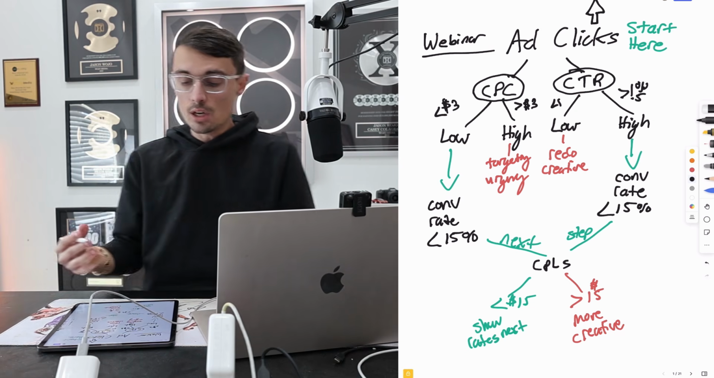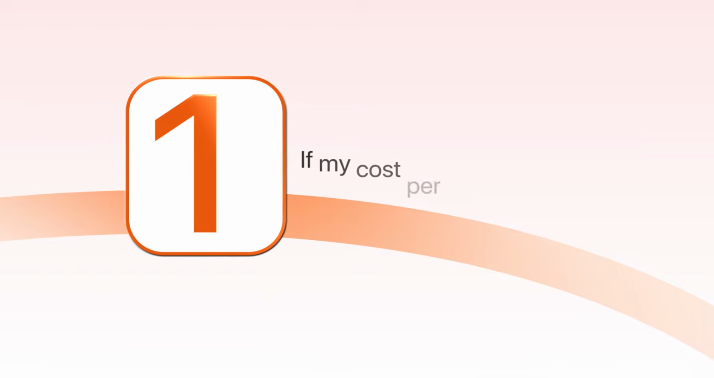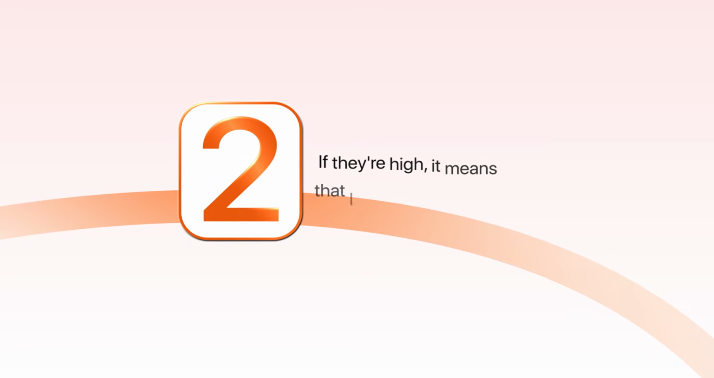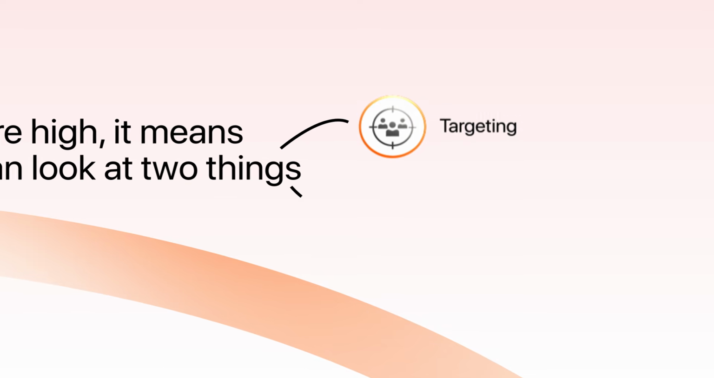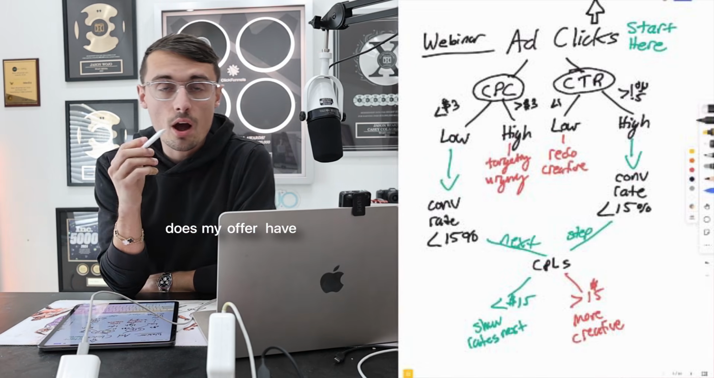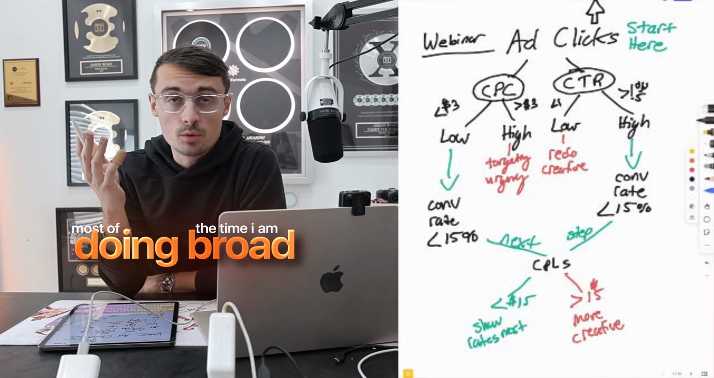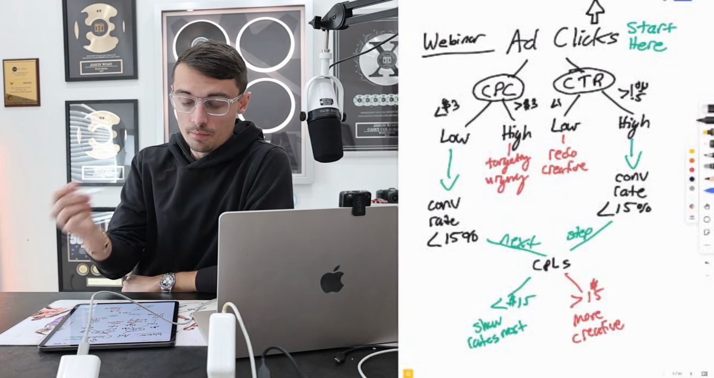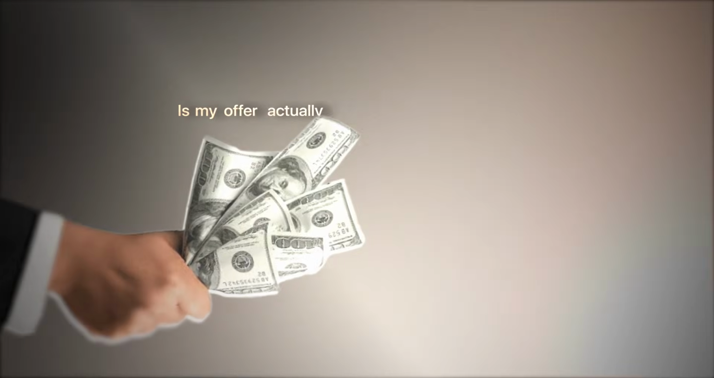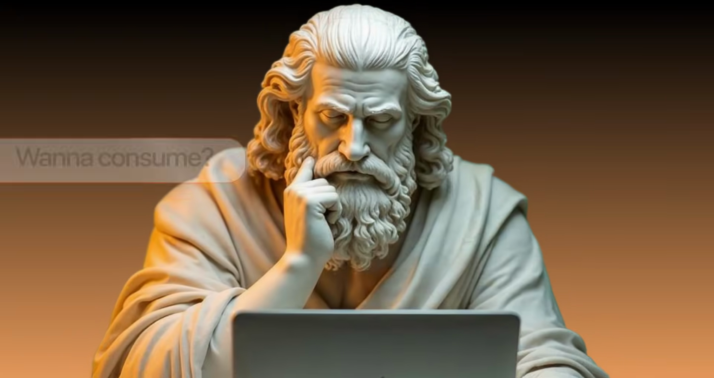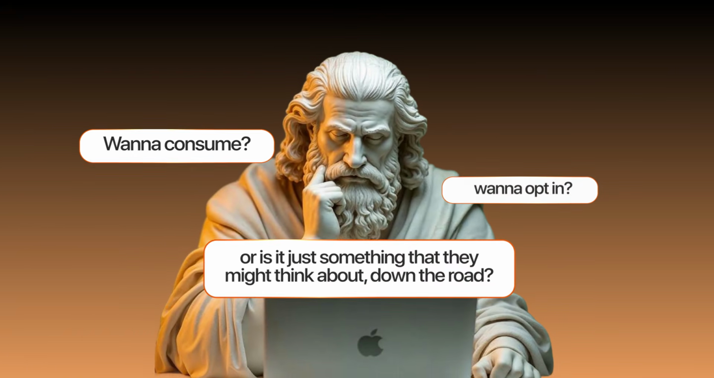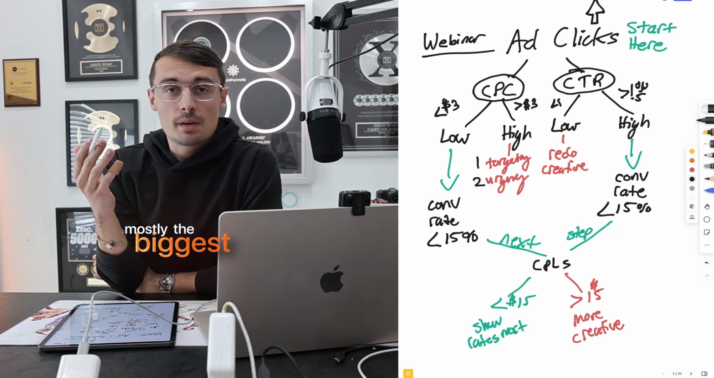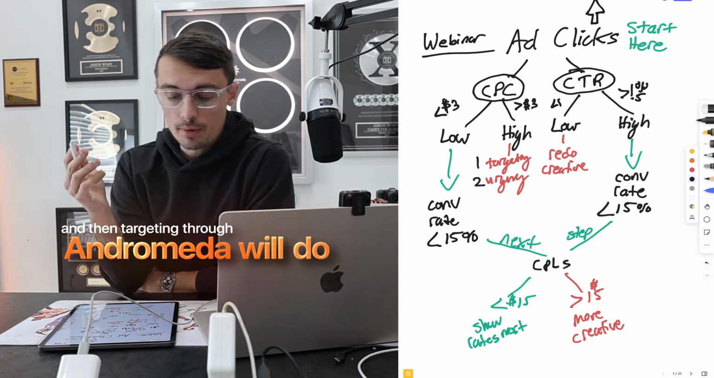Okay, when we look at these stats, we're able to decipher two things. If my cost per clicks are low, it means that I'm in the green. Okay, if they're high, it means that I gotta look at two things. One is targeting, two is urgency. Does my offer have the right targeting? Most of the time I'm doing broad because of the Andromeda update. I made a video on that, so you can obviously look at that. Second is urgency. Is my offer actually urgent for the avatar to want to consume and want to opt in, or is it just something that they might think about down the road? Urgency is mostly the biggest issue, and then targeting through Andromeda will do its own thing.